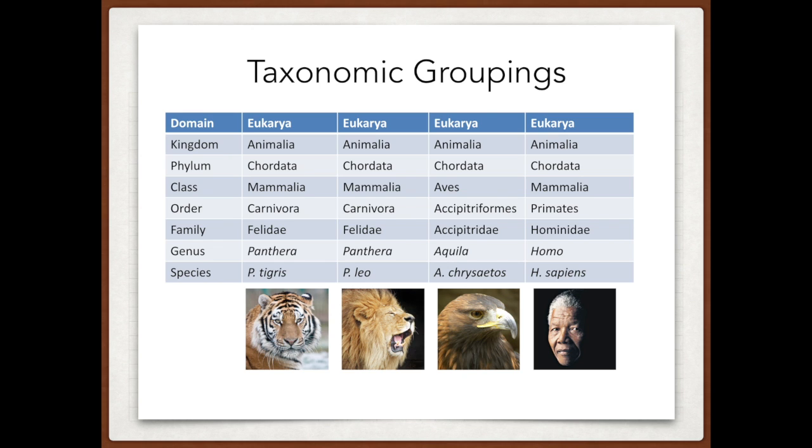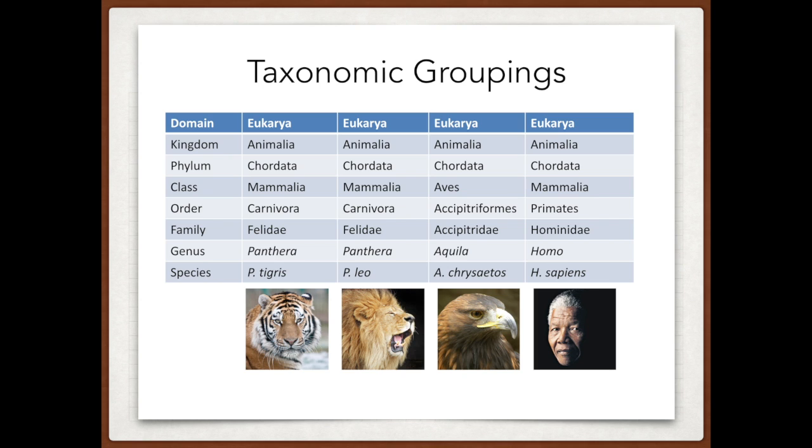And even at the family and genus level, lions and tigers are the same. They're felids, or cats, in the genus Panthera, while humans are in a different family and a different genus. Tigers are of the species Panthera tigris. Lions are of the species Panthera leo. Humans are of the species Homo sapiens. And the golden eagle is of the species Aquila chrysaetos.